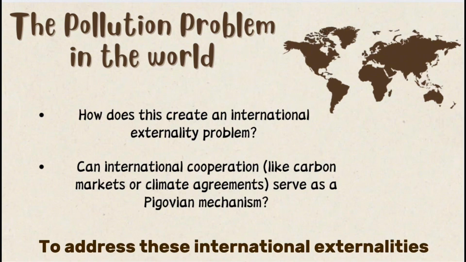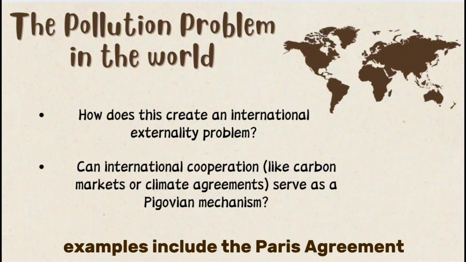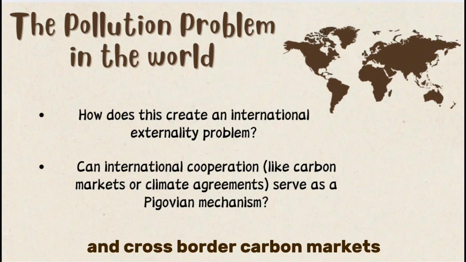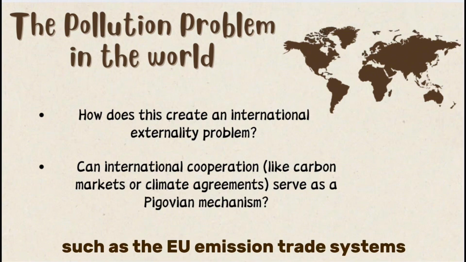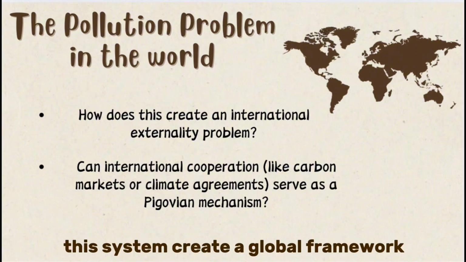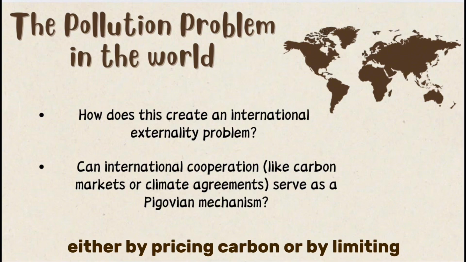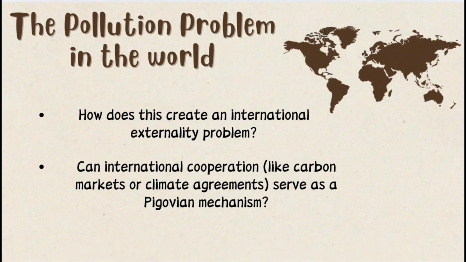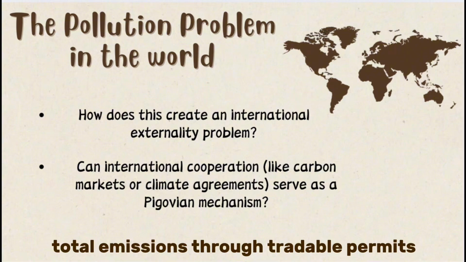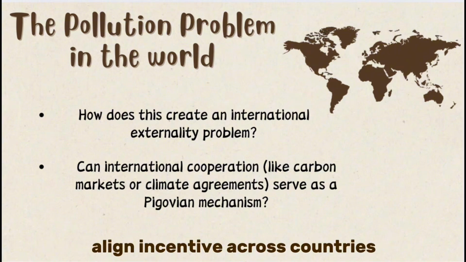To address these international externalities, countries often rely on cooperative mechanisms. Examples include the Paris Agreement and cross-border carbon markets such as the EU Emissions Trading System. This system creates a global framework similar to a Pigovian mechanism, either by pricing carbon or by limiting total emissions through tradable permits. Such cooperation helps align incentives across countries.